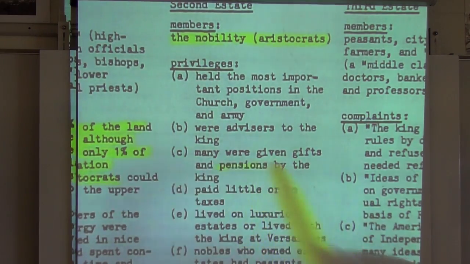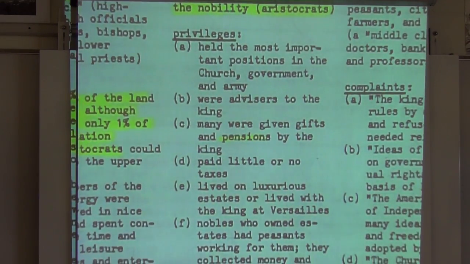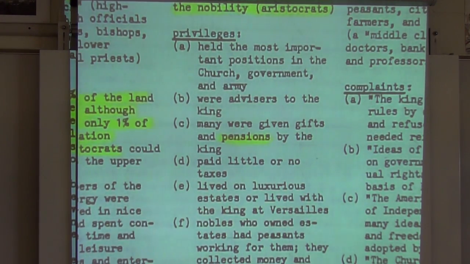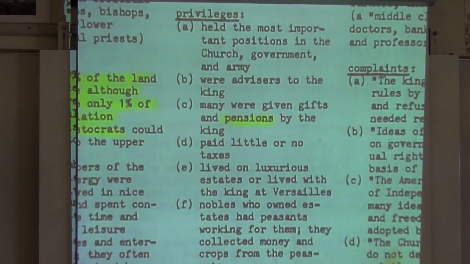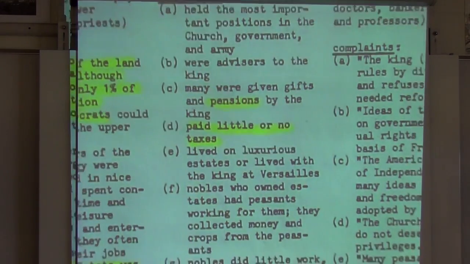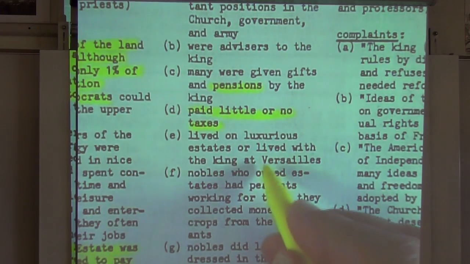Do you know what a pension is? If you recall, in my money talks, I've talked about how pensions are payments to people who've worked a whole lifetime, and then pensions are payments after retirement. The second estate also paid little or no taxes. That was another issue. They lived on luxurious estates or lived with the king at Versailles.